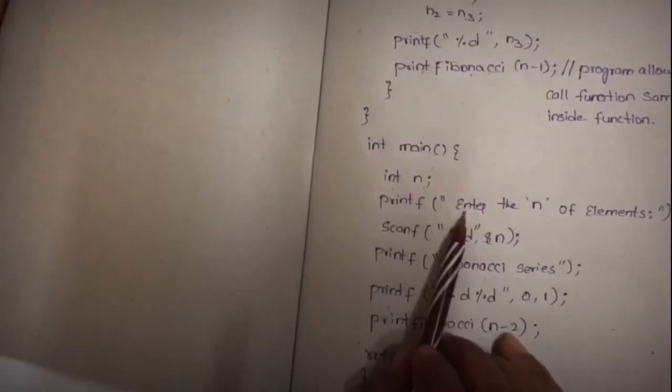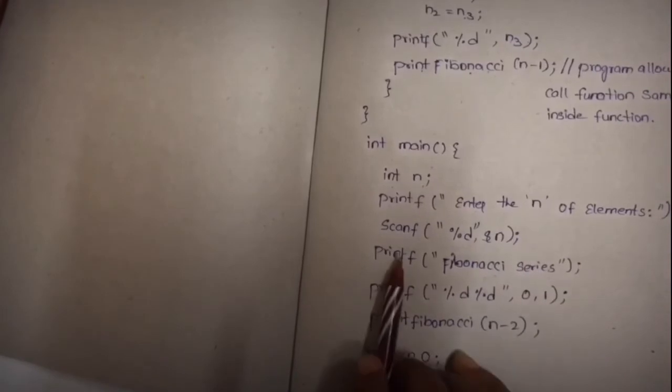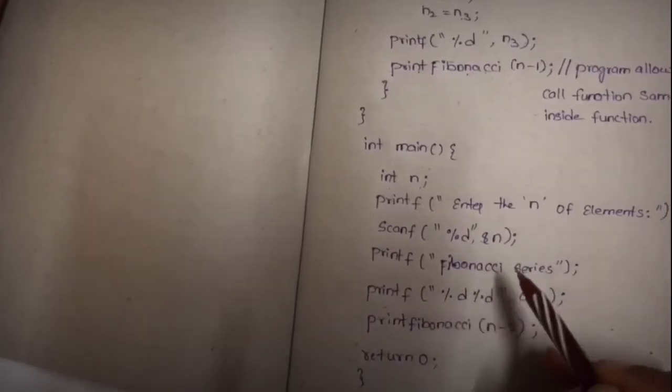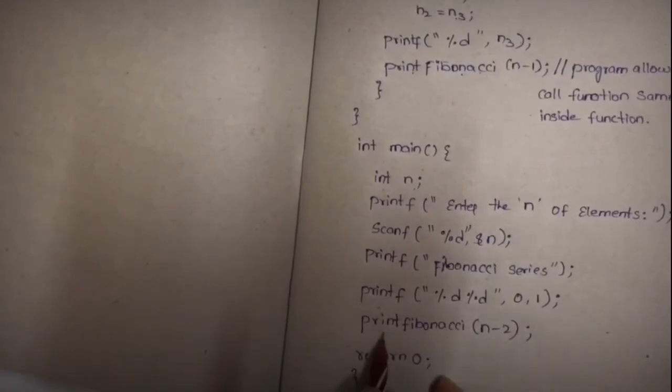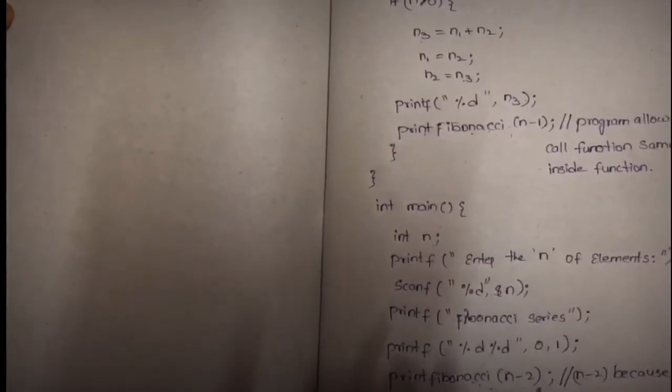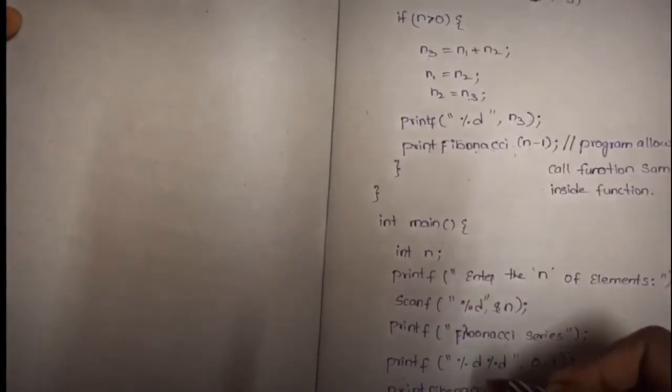In the main function, int n, the statement entering the n value of elements and reading the n value, printf Fibonacci series, printing 0 and 1 values, print Fibonacci n minus 2 because two numbers are already printed. These three are represented as recursive functions. These two are inside the functions and this is the function itself calling.